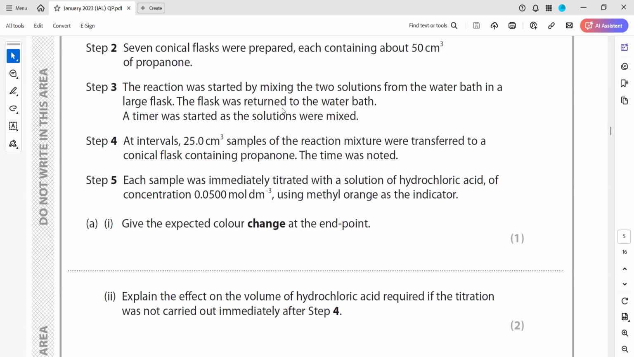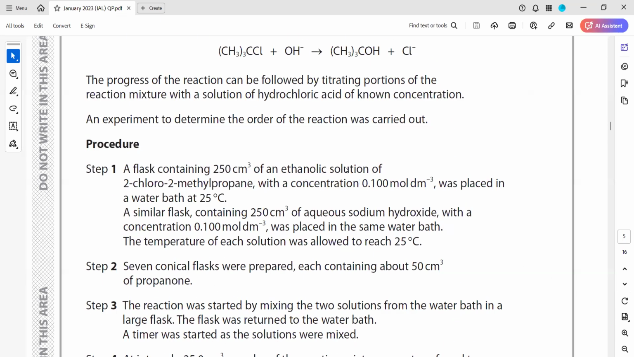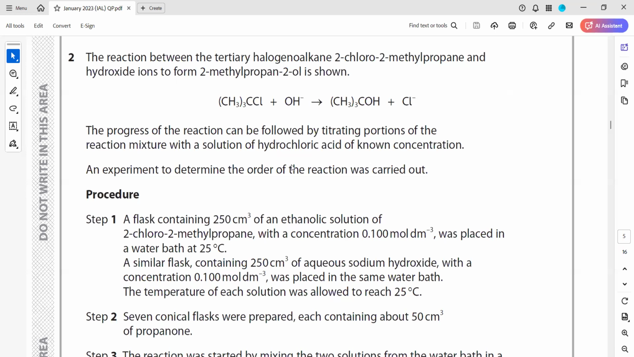Give an expected color change at the end point. Look, in the solution, we have alkali. OH is there, because in the flask we have OH. And then we titrated with hydrochloric acid. And always the indicator is added to what is there in the flask. So the flask contains OH and there is methyl orange. What is the color of methyl orange in alkaline medium? Yellow. Alkaline, yellow.